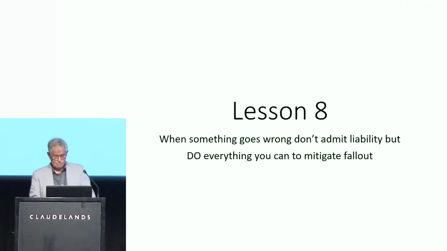Lesson 8. When something does go wrong, don't admit liability, but do everything you can to mitigate the fallout. Show the client that you're keen to rectify the situation without saying who is to blame. Often a client will be happy to fix the problem at their cost if they have your support.